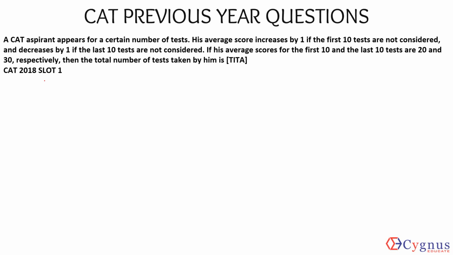Right. It's a question of CAT 2018, slot 1. A CAT aspirant appears for a certain number of tests. How many tests? That's not given. Let's assume that there are n tests. His average score increases by 1.